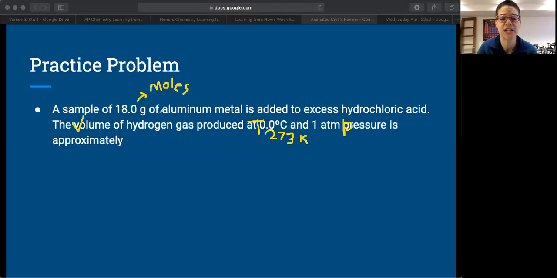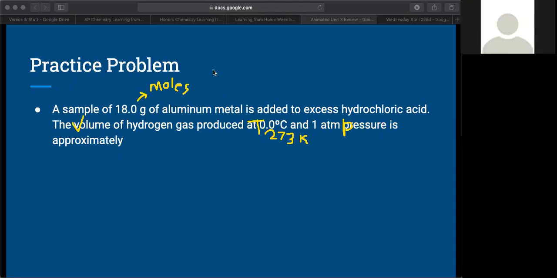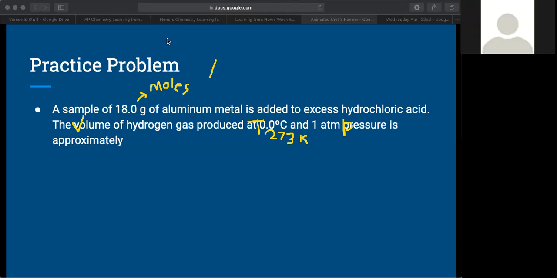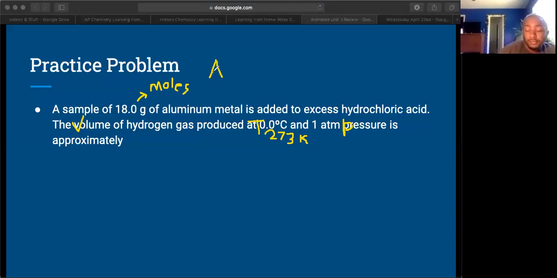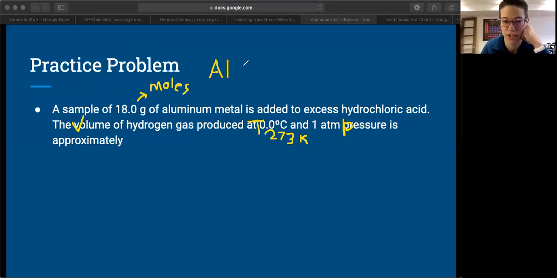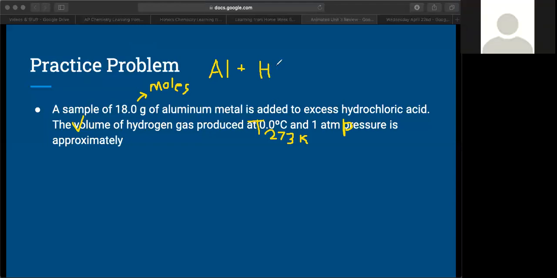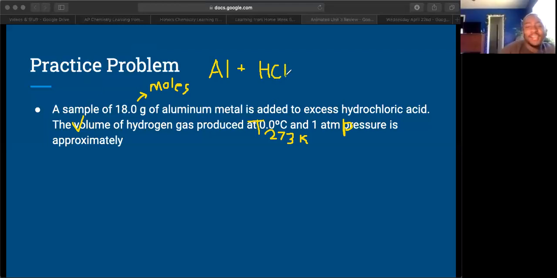Okay. But that's 18 grams of aluminum. Is aluminum a gas? No. So what I need is a balanced chemical equation. I'm adding aluminum to acid. They're not going to do this to you. They're going to give you a balanced equation, like we already know that. Hydrochloric acid, do you remember that formula? HCl.